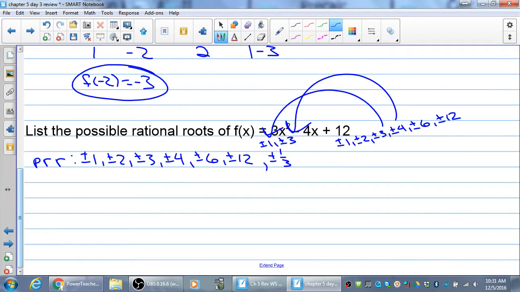So p's over the q's. 2/3 is a new one. 3 over 3 is not a new one. That's 1, I already have 1. It's right there. 4/3, new one. 6/3 is 2, got that. 12/3 is 4, got that.